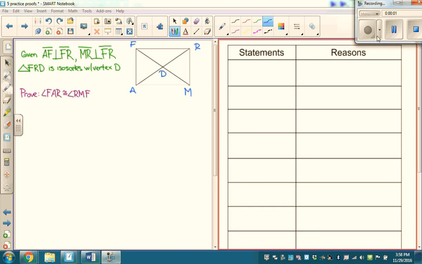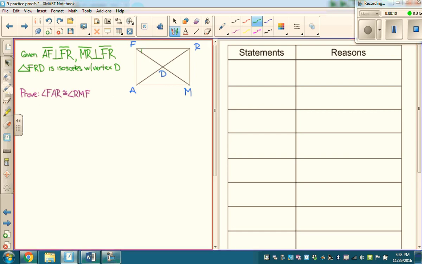Okay, going to do another proof here. This one deals with perpendicular segments and isosceles triangles. So just looking at the given, let's mark it. Given AF is perpendicular to FR, and MR is perpendicular to FR.